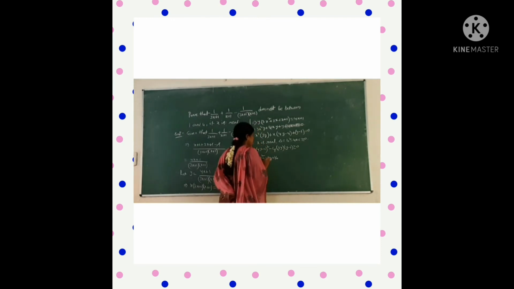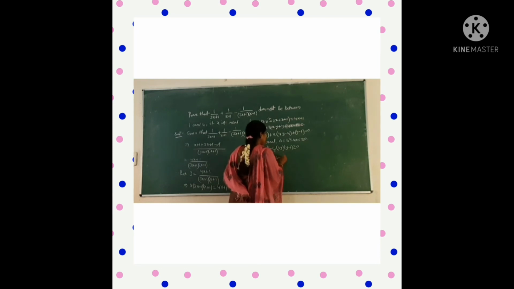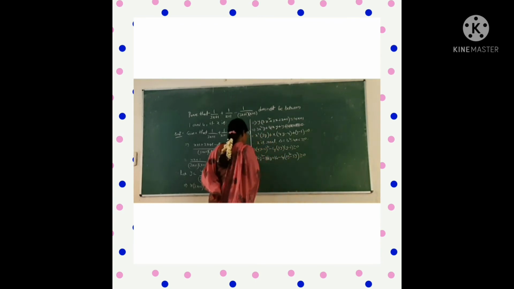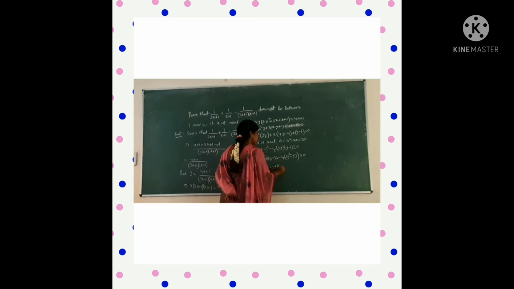Sorry, 8 4s are 32. So 32y plus 16 minus 4 into here 3y square minus 3y is greater than or equal to 0. That is equal to 16y square minus 32y plus 16 minus 12y square plus 12y is greater than or equal to 0.